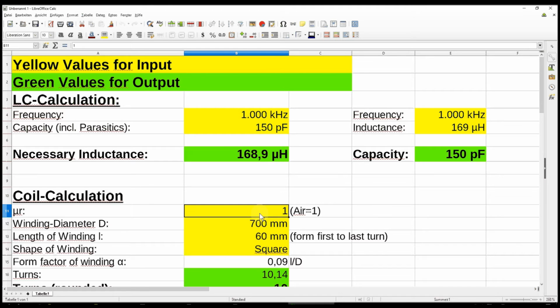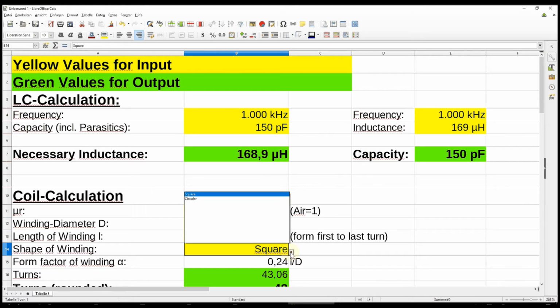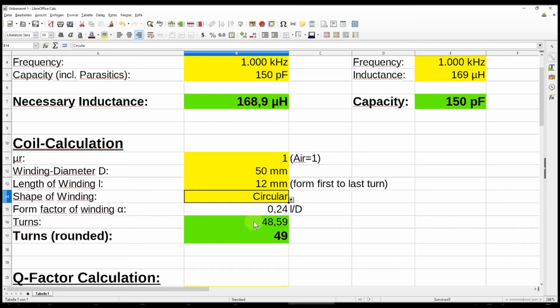Don't care about the mu r here. This remains 1 for all materials except for ferrite rod antennas. Now we had as our winding diameter 50 millimeters. We had the length of the winding as 12 millimeters. Our winding, well, it's neither square nor circular, but circular comes nearer to what it looks like. It's of course a polygon, but it's nearly circular.